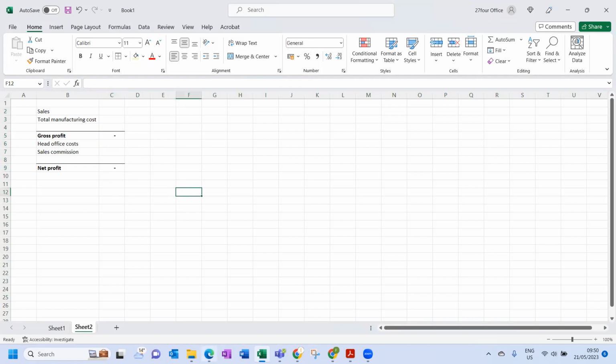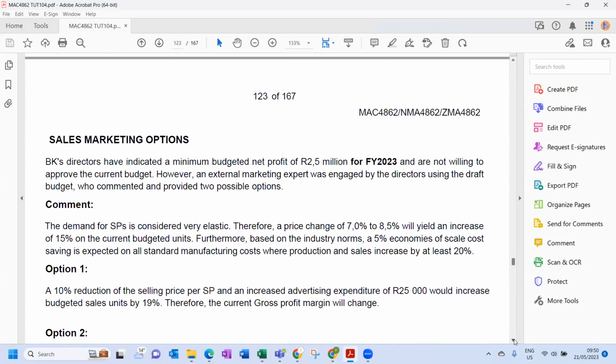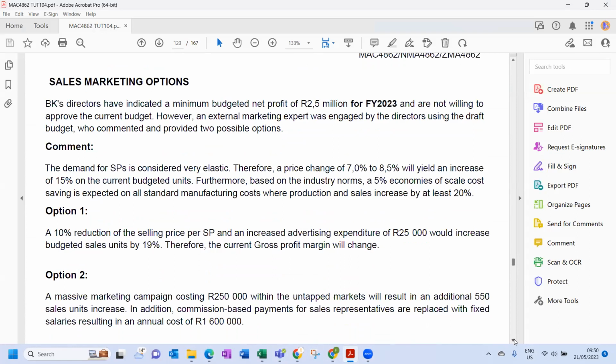Okay, so let's do option number 1. Okay, so they say a 10% reduction of the selling price per SP and an increased advertising expenditure of 25,000 Rand would increase budgeted sales by 19%. Therefore, the current gross profit margin will change. Okay, so what they want us to do, a 10% reduction in the selling price.